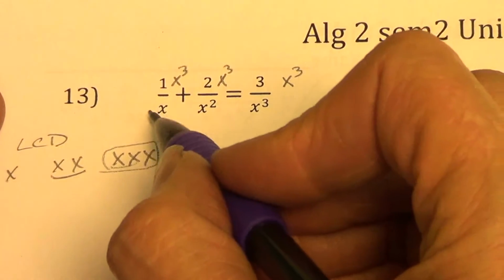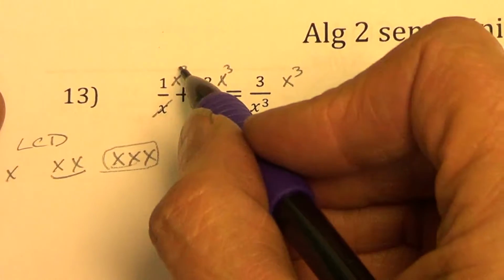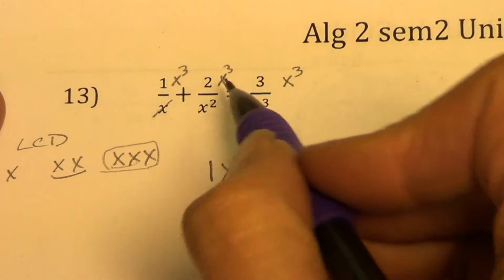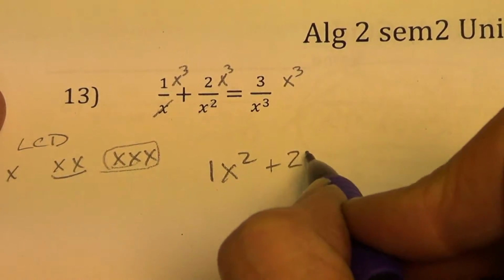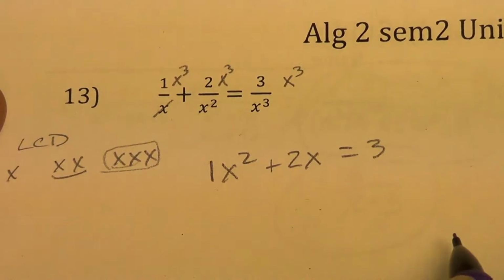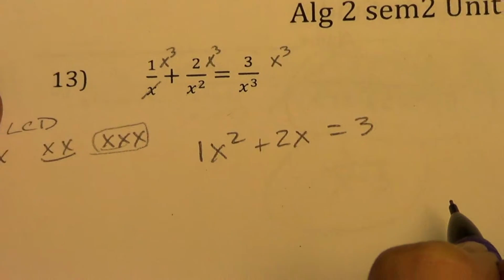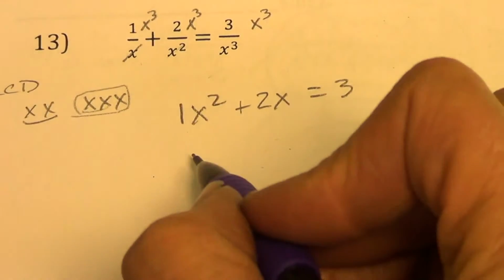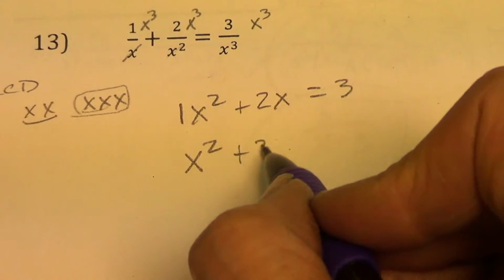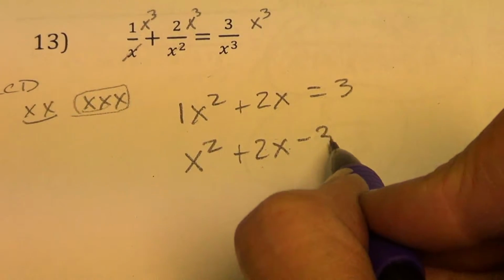That would leave us, this would cancel with one of those, so we'd have 1x squared. This would cancel with 2, so we'd have plus 2x equals, and those would cancel and we'd have 3. So we've got a trinomial here. We need to set it to 0 to factor, so we'd have x squared, we can drop the 1, plus 2x minus 3.